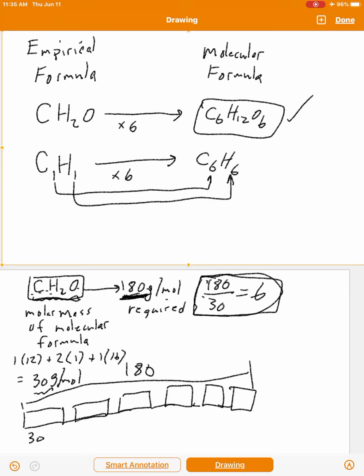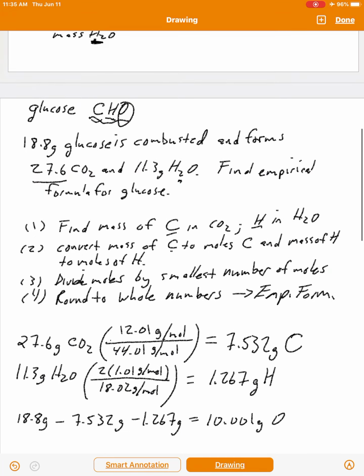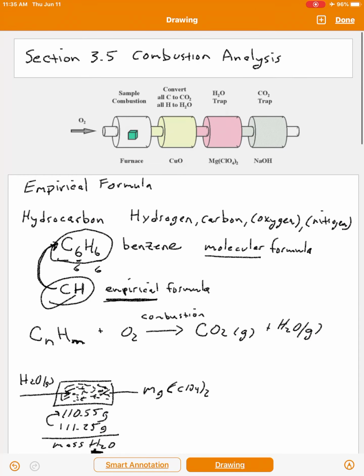Okay, so this whole section is really just about how to do a particular type of problem, which is finding the empirical formula of a compound via combustion analysis, and then how to find the molecular formula based on knowing the empirical formula and knowing the molar mass of the compound. Okay?